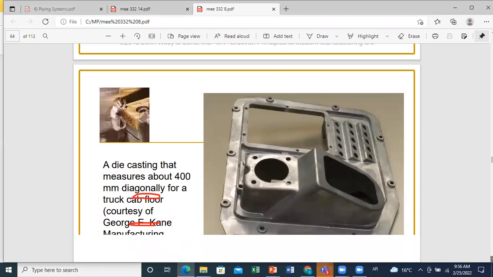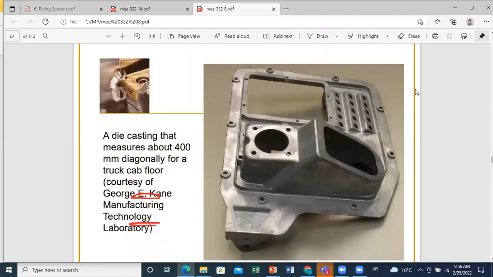So this is an example of a product that can be formed by die casting. You can see here a die casting that measures about 400 millimeters diagonally for a truck cab floor. So you can see that you can produce certain complex geometries using this system. And due to the pressure effect, you can enhance the mechanical properties of such products.